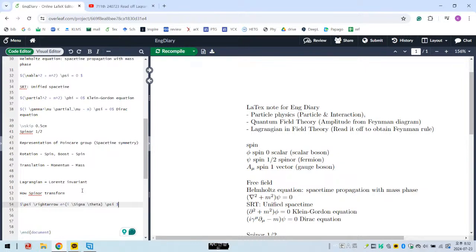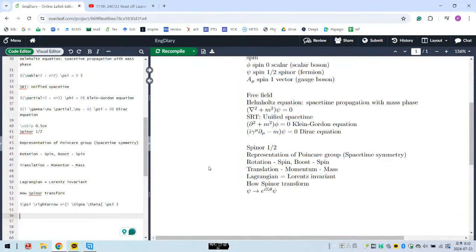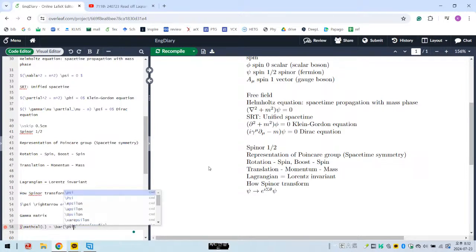So to construct the Lorentz invariant Lagrangian, we insert the gamma matrix, because the transformation of the spinor always makes a term of the gamma matrix. So we need to add the gamma matrix to obtain the Lagrangian invariance, using the spinor.